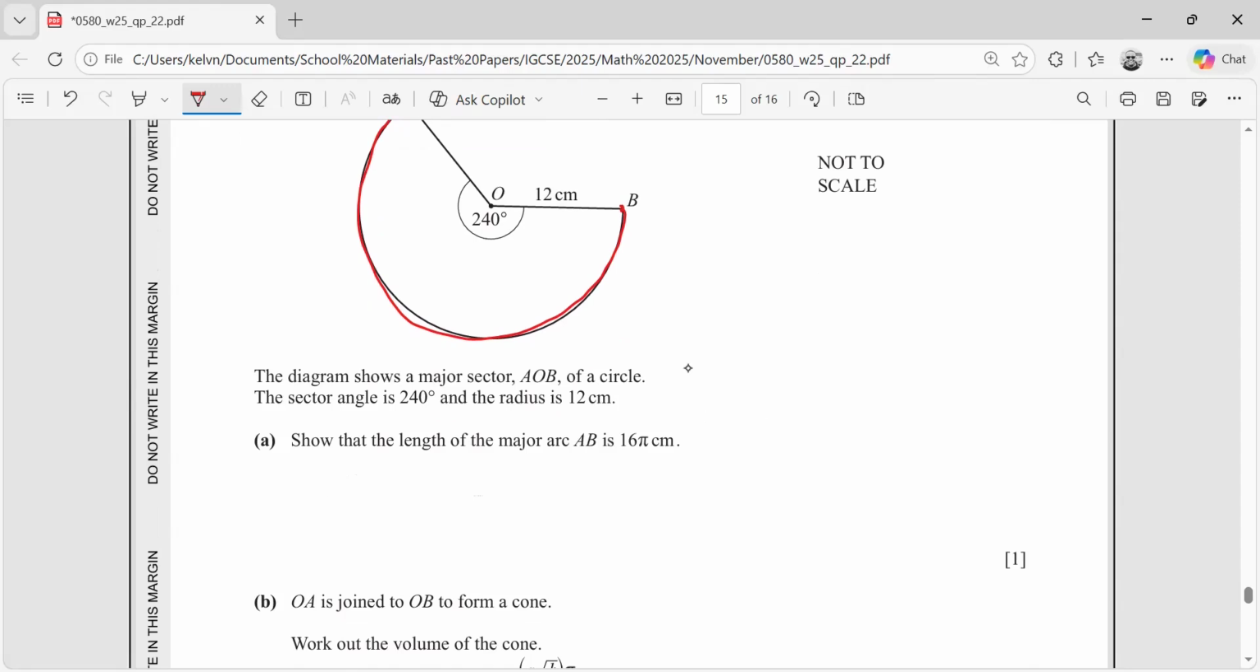When you're dealing with circles, especially arcs and sectors, to get the length of an arc, we usually do theta over 360 times 2 pi r. Very simple. Theta is our angle, 240 here. So 240 over 360 times 2 times pi times r, which is 12 in this case. So this is the equation that will give us the answer. If you solve it, you can cancel the zeros, then by 12, 1, by 12, 3, and then by 3, 1, by 3, 8. So 8 times 2 is 16 times pi, that's 16 pi. You've just shown that the length is 16 pi.